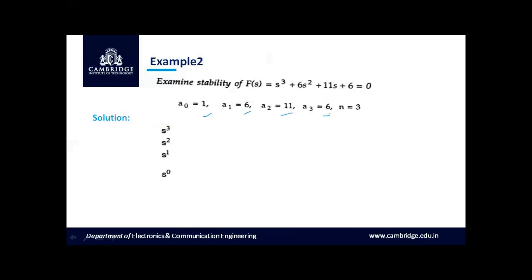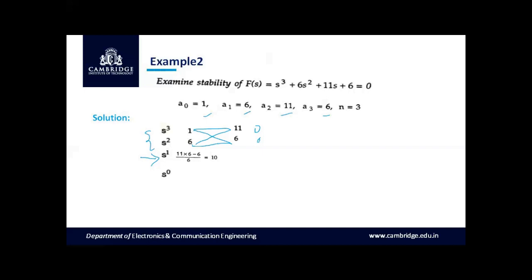The first step is to write the S terms starting from S cube, S square, S to the power 1 and S to the power 0. Then we know the procedure to fill up the first two rows. Let us fill up the first two rows. 1, 6, 11, 6. The rest of the terms will be 0, 0. To fill up the third row, we make use of the previous two rows as a reference and follow the pattern 6 into 11 minus 1 into 6, divided by 6. Hence I get 10.